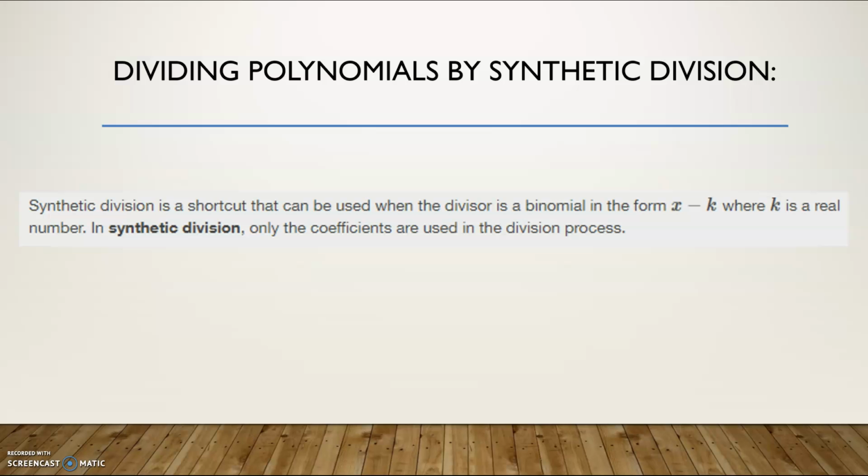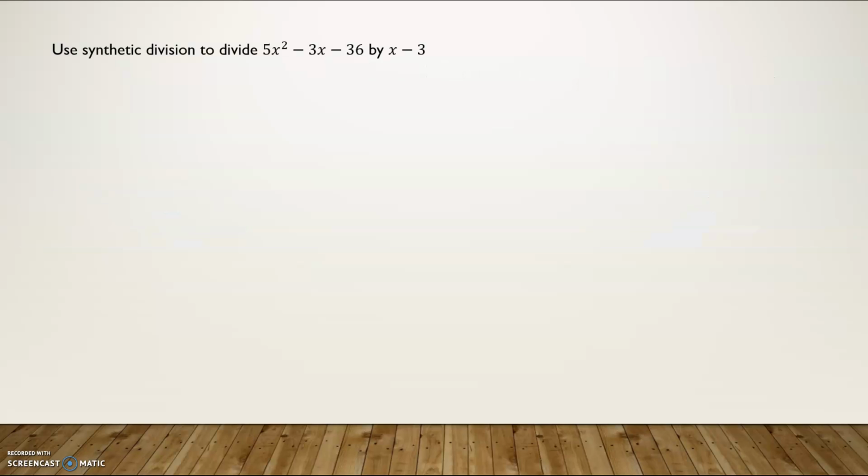Okay, using the synthetic method, synthetic division is a shortcut that can be used when the divisor is a binomial in the form x minus k, where k is a real number. In synthetic division, only the coefficients are used in the division process. Okay, so it goes like this.